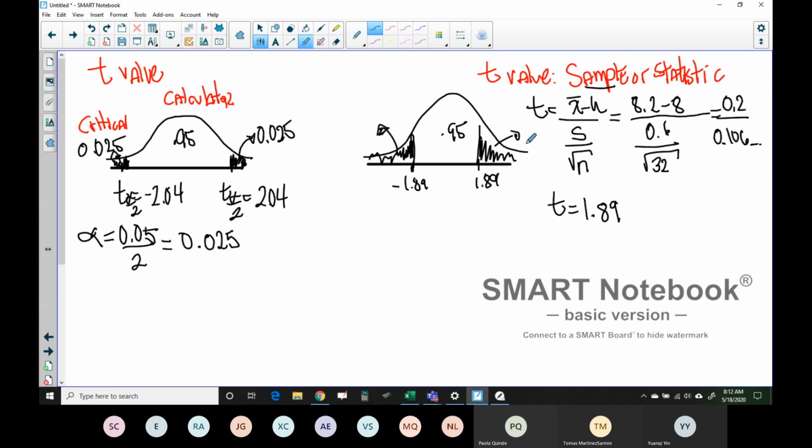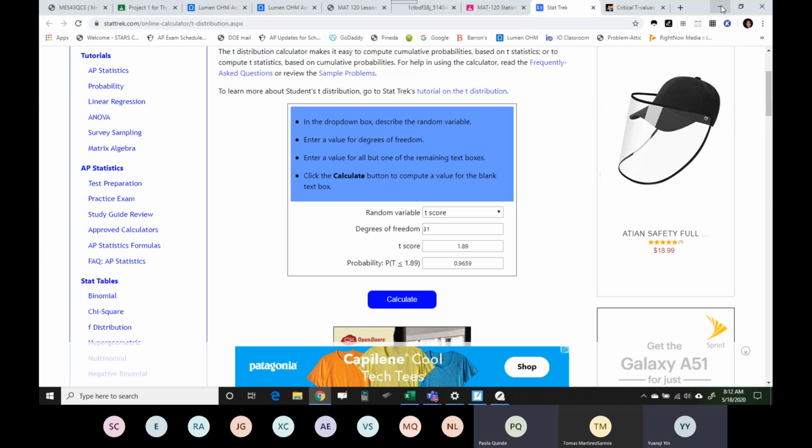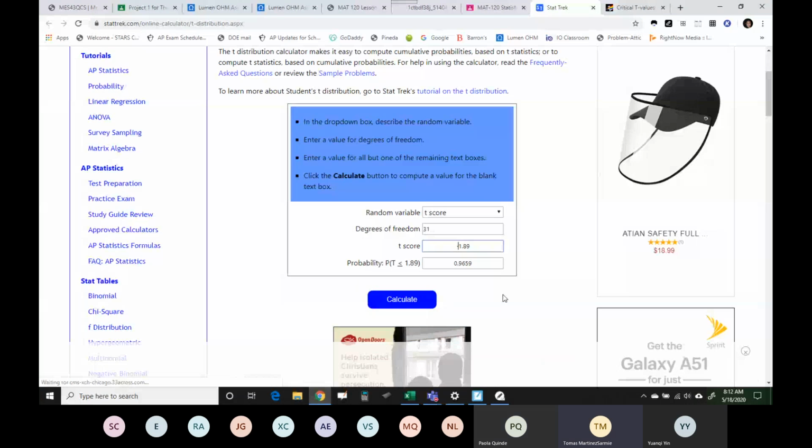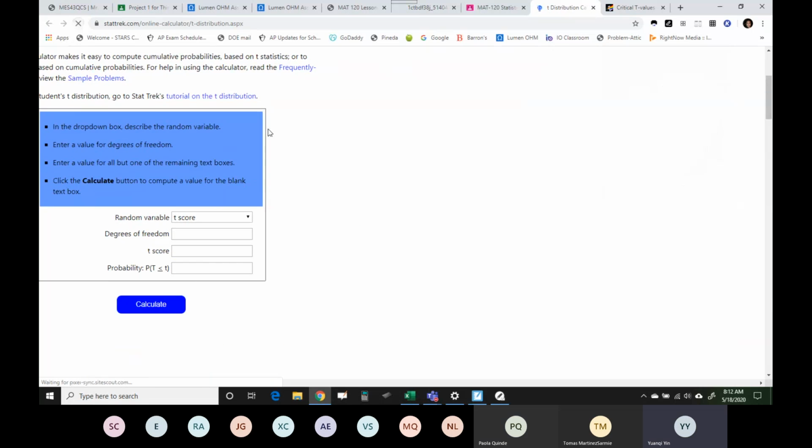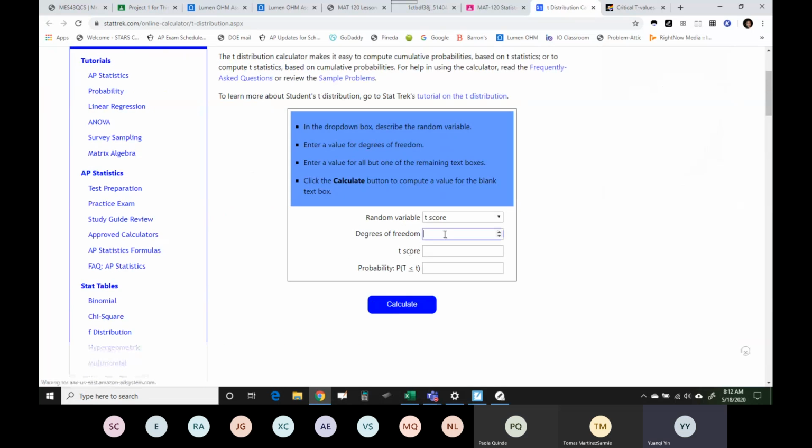So 0.97 is very close. So remember what I said, what you need to do in this calculator online? I have to do something with this 1.89. Minus, minus. I got to do the one on the left, right? If it doesn't allow me, so now it should. Oh, I have to, this calculator, you got to do the whole thing again. You got to refresh.